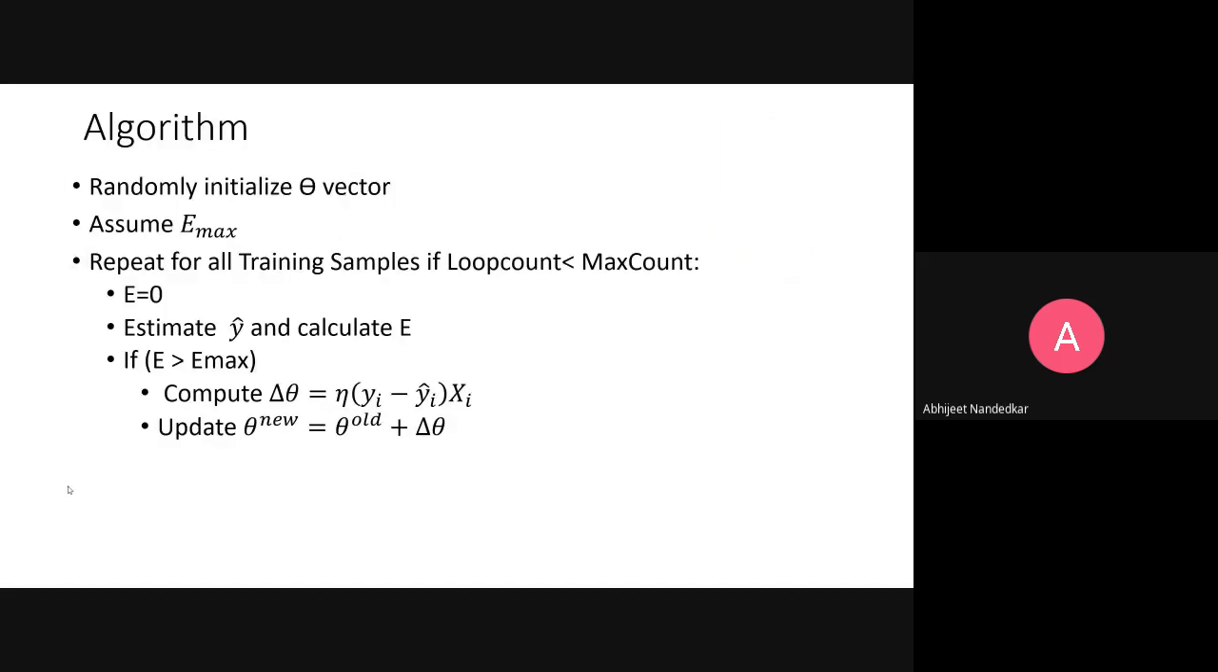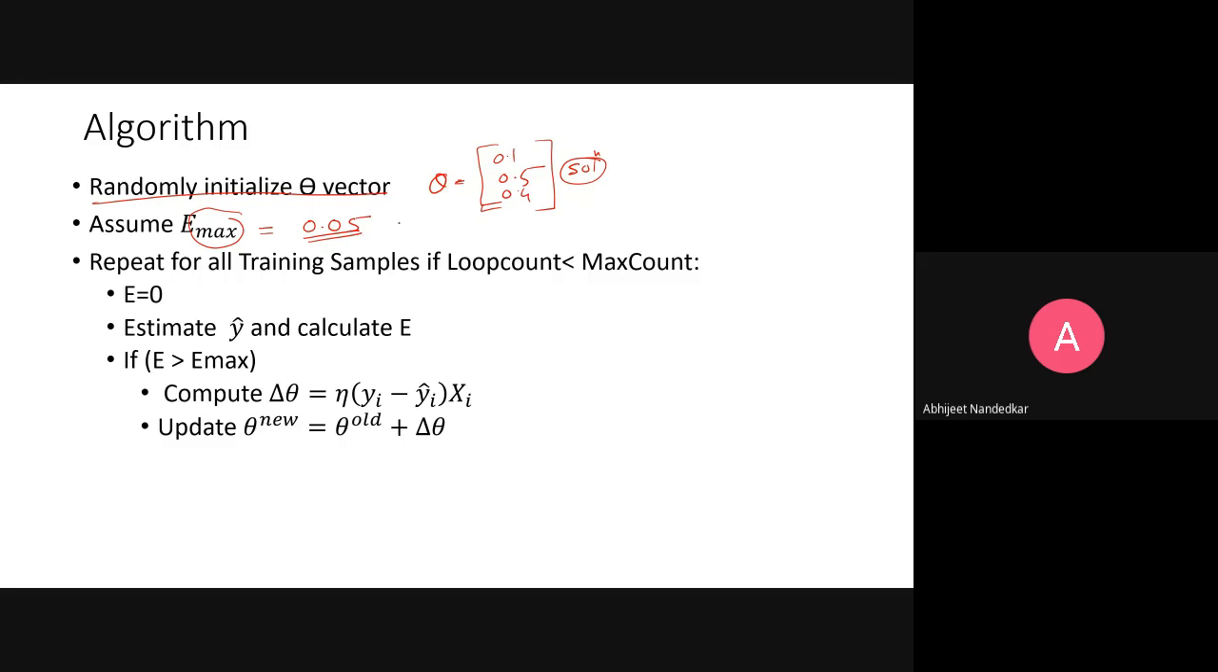The algorithm is like this. First of all, randomly initialize theta. You can assume any value for this theta. Maybe suppose for our earlier problem, I can start with, say, let us say 0.1, 0.4 or whatever I feel. I just assume randomly this is my solution. This is my randomly guessed solution. Then I assume some Emax that I allow. So I say that squared error cannot be more than 0.05. Okay, that is my assumption.